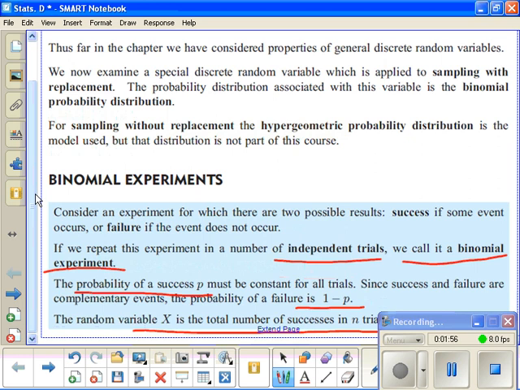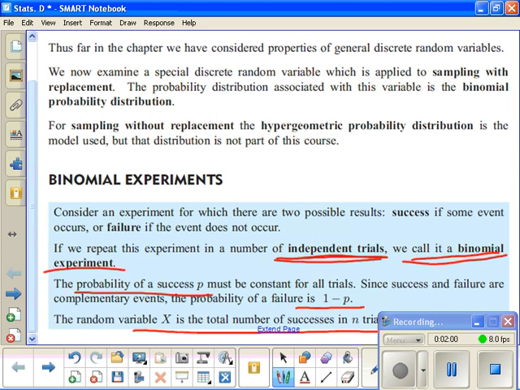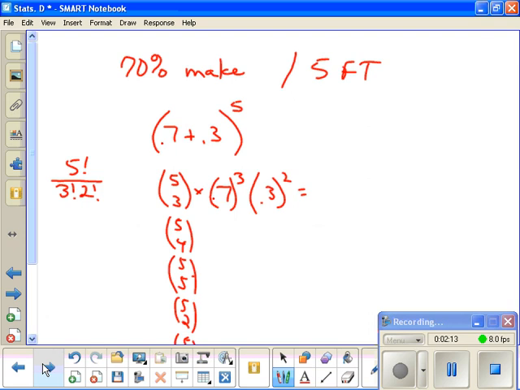Again, we still have independent trials. Those are the free throws we shot. We call it a binomial experiment because it's either a make or a miss. Probability of a make is p. Probability of a miss or failure is q, or 1 minus p. Okay, going on.